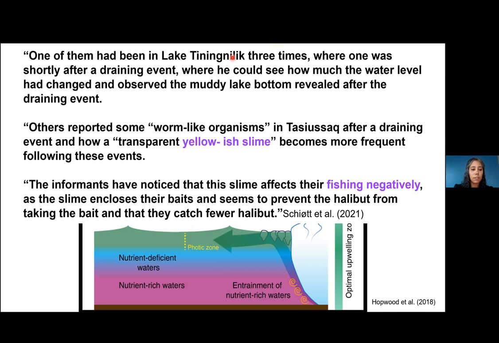Others reported worm-like organisms. So, right, this is in quotes, after the drainage event. And they found this yellowish slime that becomes more frequent following these events. And then, lastly, they noticed that this slime affects their fishing negatively. The slime is actually enclosing their baits and seems to prevent halibut from being caught. So, right, what I see as a geochemist, putting my biogeochemistry hat on, is that this yellowish slime is clearly algae. So when this lake is draining, it seems to be triggering an algal bloom in this fjord system that's negatively affecting fisheries in coastal Greenland.